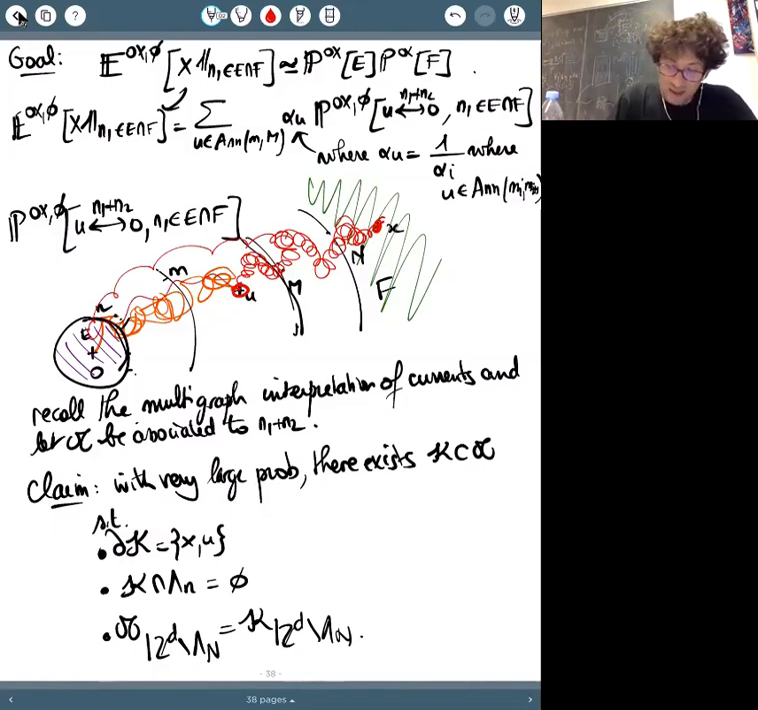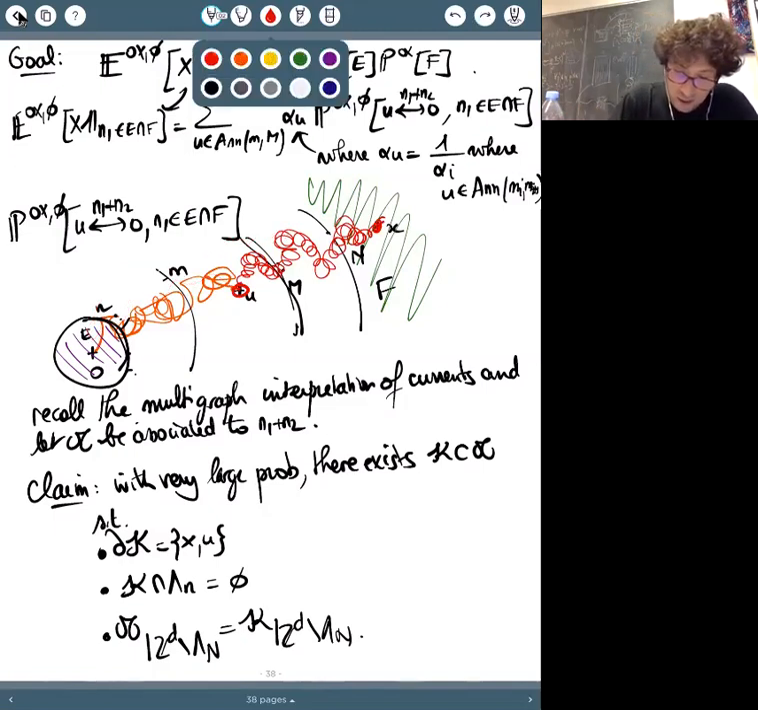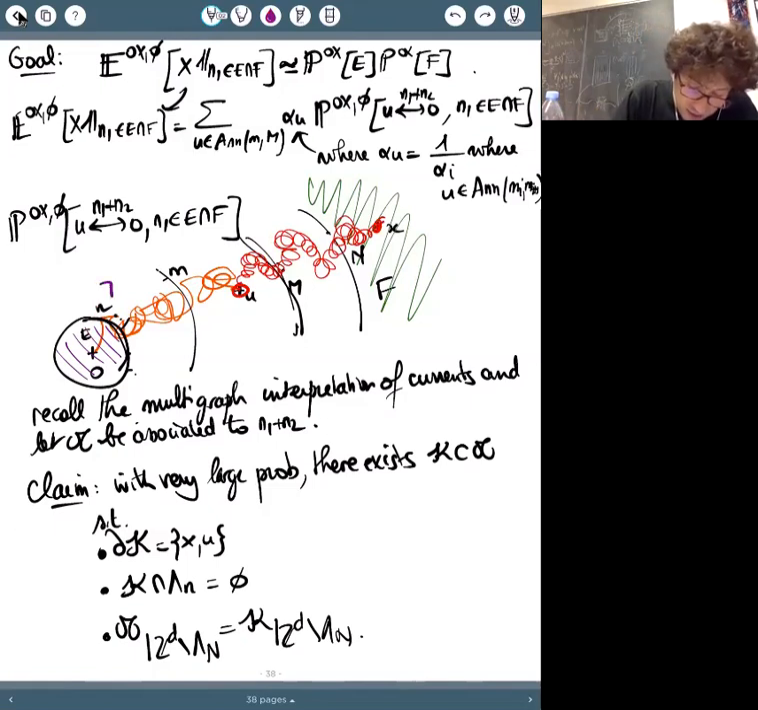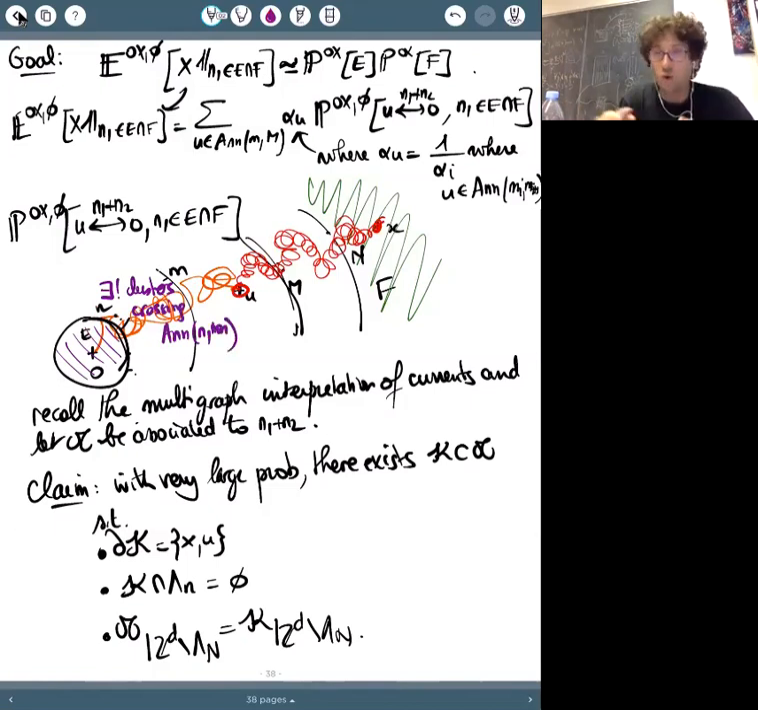I claim that if there is uniqueness of the clusters crossing the annulus NM, the red guy will not need to go through E. That's the first thing. Second thing is, once you have done that, so you have a current with sources x and u, it doesn't intersect lambda small n, very good.